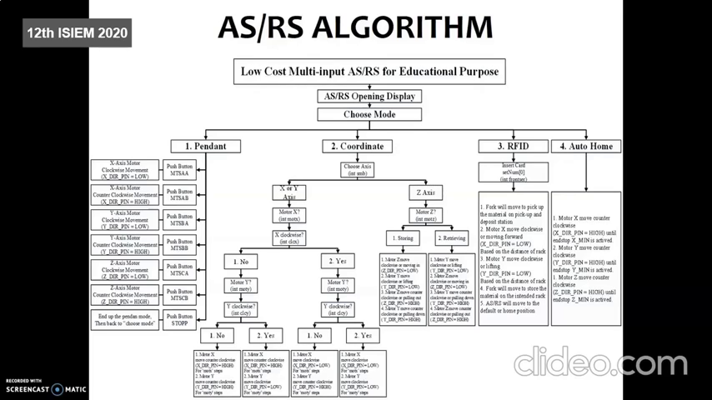When we choose the RFID mode, we have to tap the RFID card that contains the command for the ASRS. The command consists of the operation and the intended rack to pick or to place the material. When we choose the auto home, the fork will go back to the default position in front of the pickup and deposit station. This command aims for emergency situations.